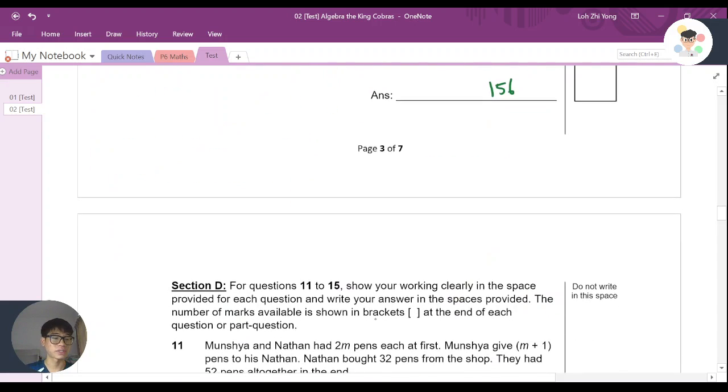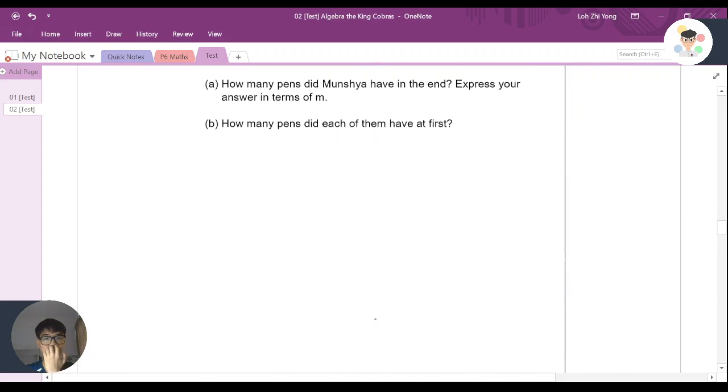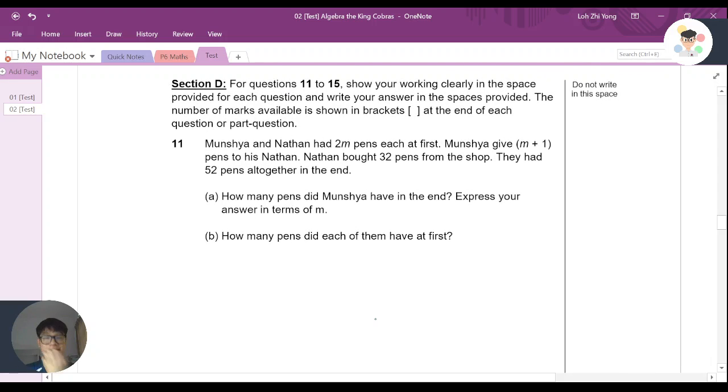We are coming to Section D. In Section D, you are allowed to use a calculator. So if you know how to do it, probably most of you can actually do it. Now, let's look at this question. Munsha and Nathan had 2m pens each at first.